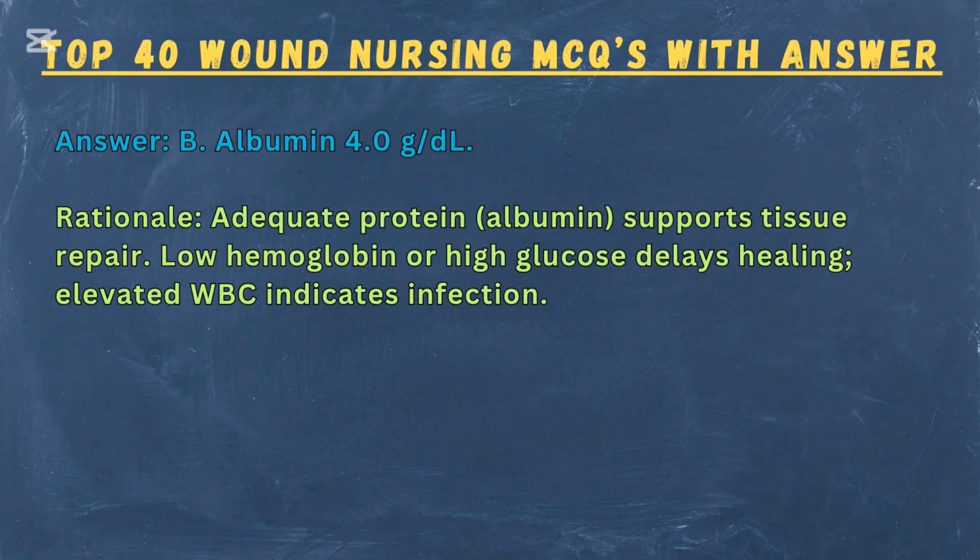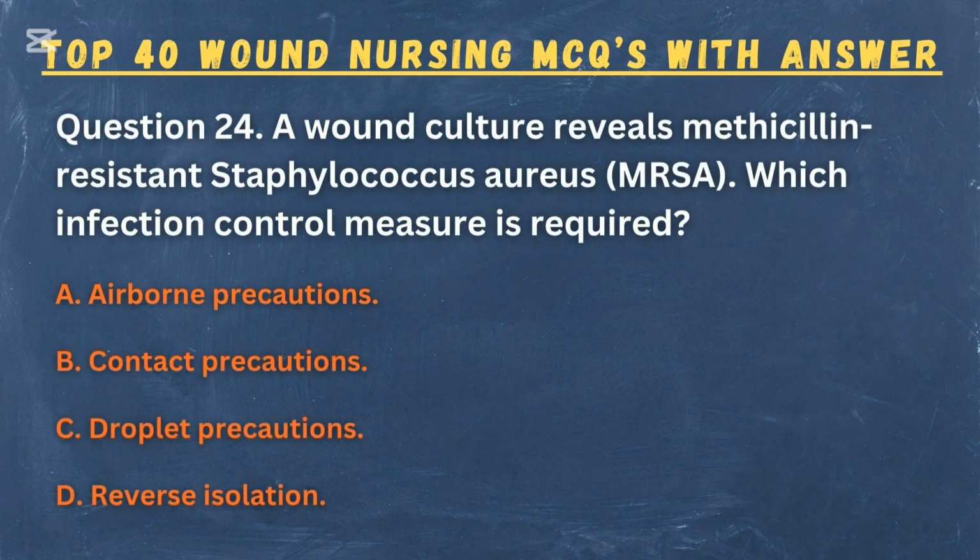Answer: B. Albumin 4.0 gram per deciliter. Rationale: adequate protein, albumin, supports tissue repair. Low hemoglobin or high glucose delays healing. Elevated WBC indicates infection. Question 24. A wound culture reveals methicillin-resistant Staphylococcus aureus, MRSA.